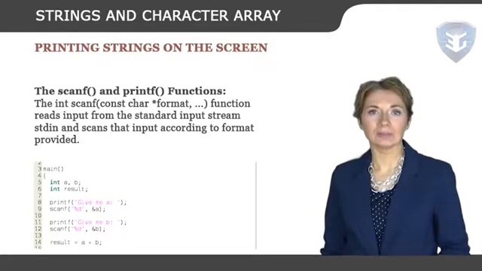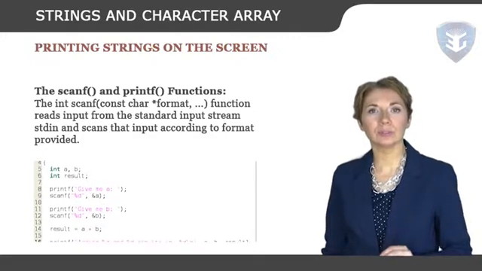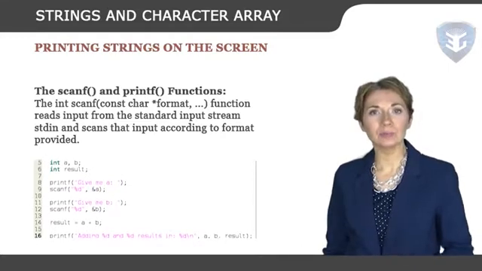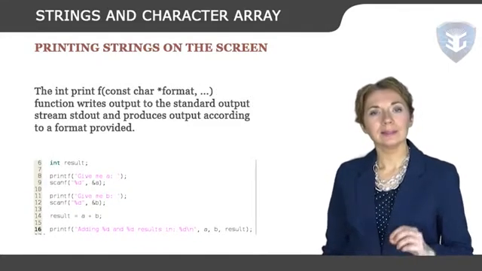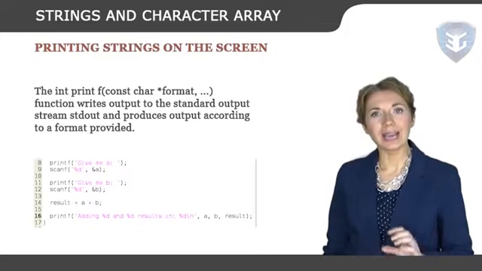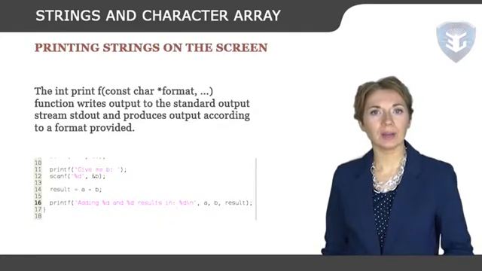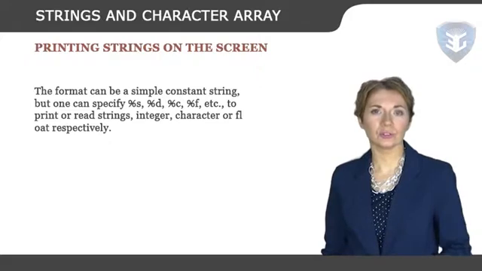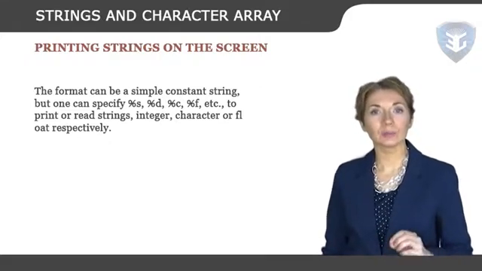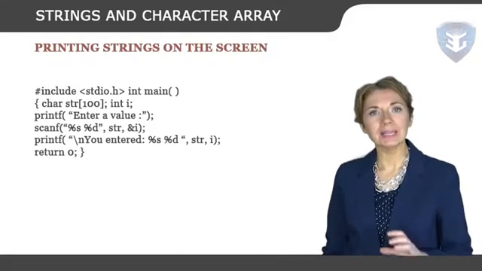The scanf and printf functions. The int scanf(const char *format, ...) function reads input from the standard input stream stdin and scans that input according to the format provided. The int printf(const char *format, ...) function writes output to the standard output stream stdout and produces output according to a format provided. The format can be a simple constant string, but one can specify %s, %d, %c, %f, etc. to print or read strings, integer, character, or float respectively.